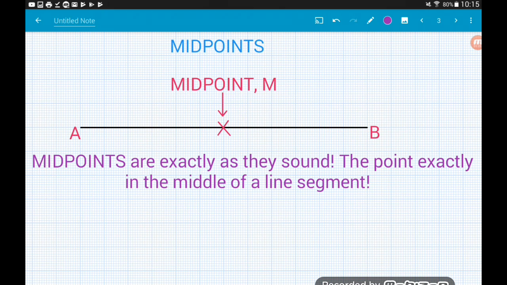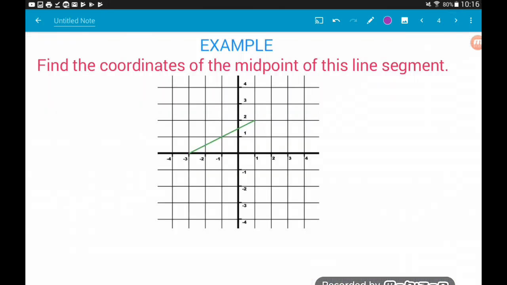Okay, so let's say we were given this example then. Now we were asked to find the coordinates of the midpoint of this line segment. So the line segment is going from -3, 0 over to 1, 2. Now when they're drawn on a graph, really you can see the midpoint, but how would we do it? Well, we need to know how many places across we're going. So we're going across here. So we're going across by 4, and then we're going up by 2.